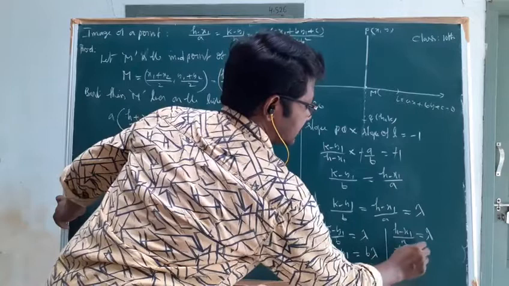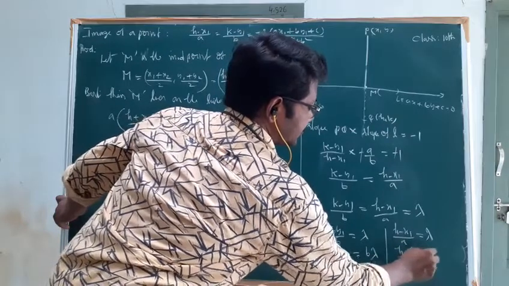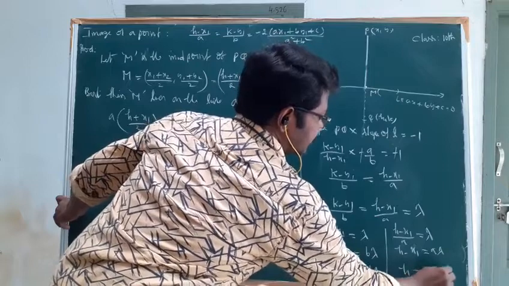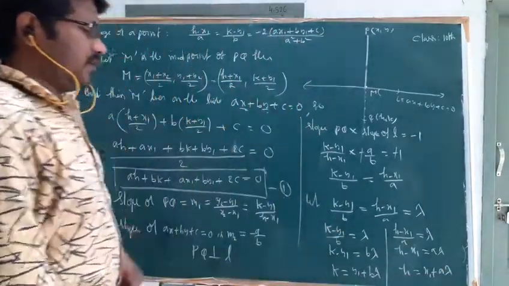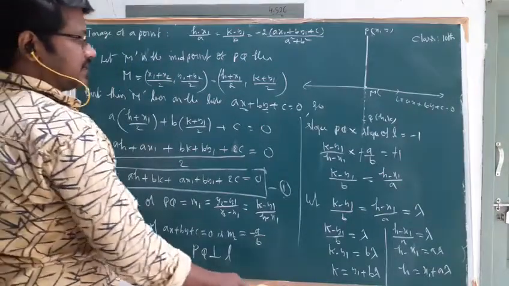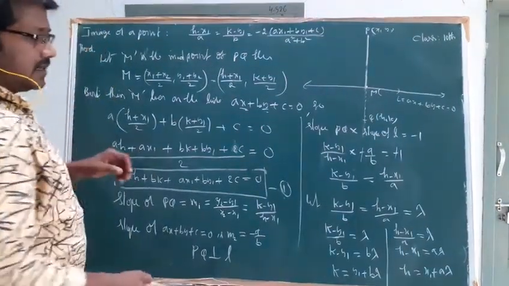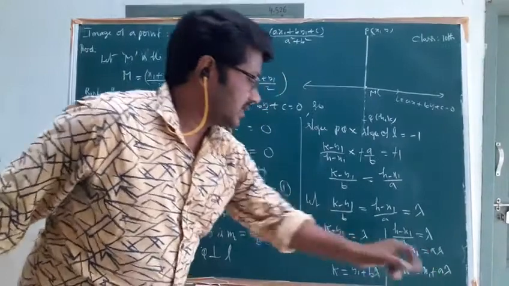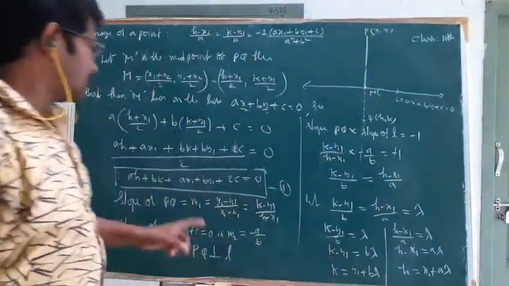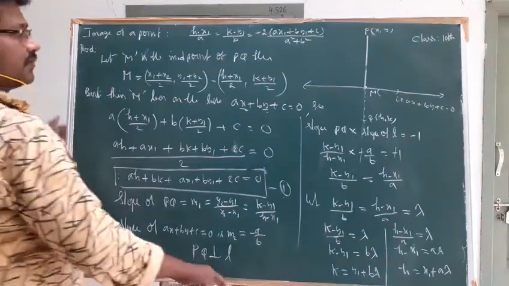Similarly for h, (h minus x1)/a is equal to lambda. H minus x1 is equal to a lambda. H is equal to x1 plus a lambda. So we found the h, k values. What are the h, k values? H is equal to x1 plus a lambda, k is equal to y1 plus b lambda. These two values we substitute in this one, and we can simplify.